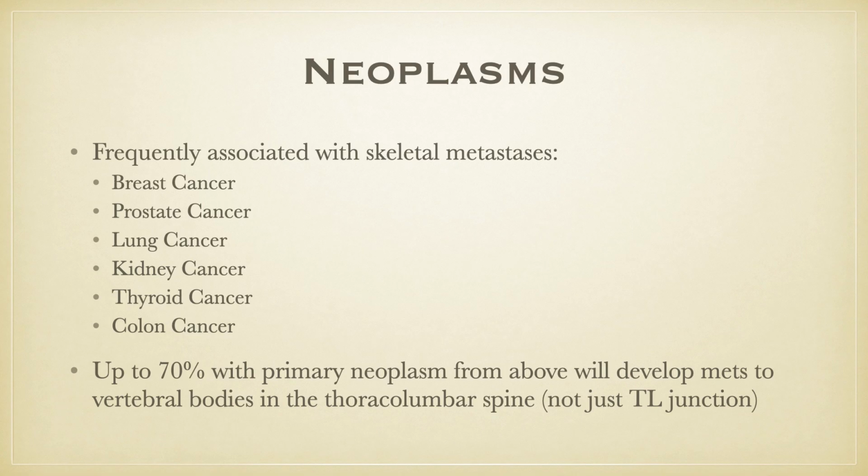Now, when we talk about metastases, frequently these are the type of cancers that will metastasize. So any patient that has a history of cancer, in particular these cancers, we need to have that suspicion in the back of our head. At any point, we need to have that suspicion. So you can see up to 70% of primary tumors from these above cancers can develop mets to the vertebral bodies in the thoracolumbar spine. And when I say thoracolumbar in this instance, I mean thorax and lumbar spine.